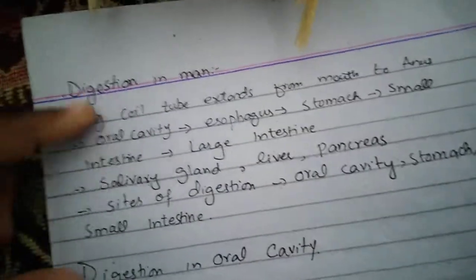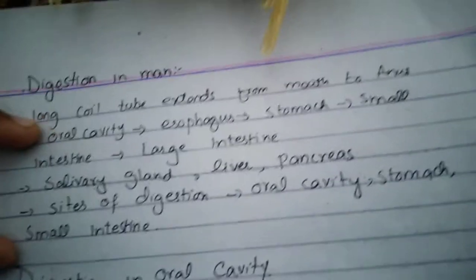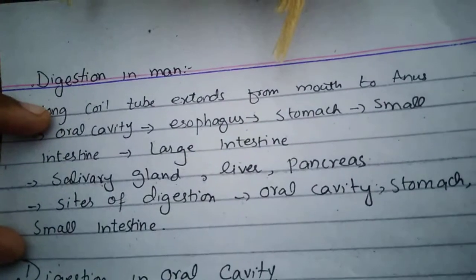Assalamu alaikum class. Today our topic of discussion is the digestion in man. The digestive system of man is a long coiled tube.